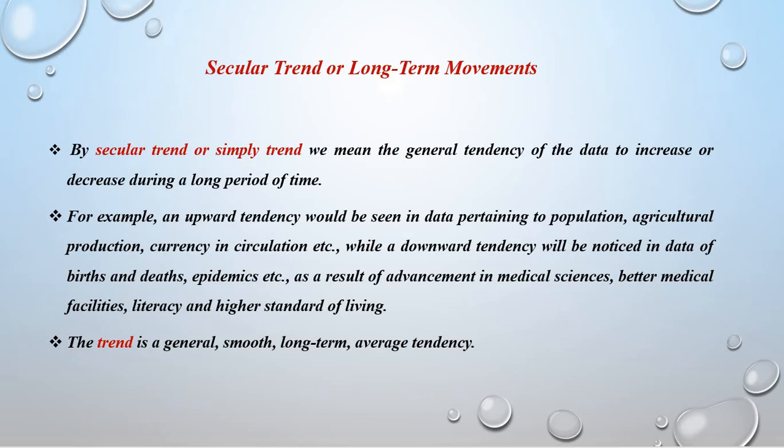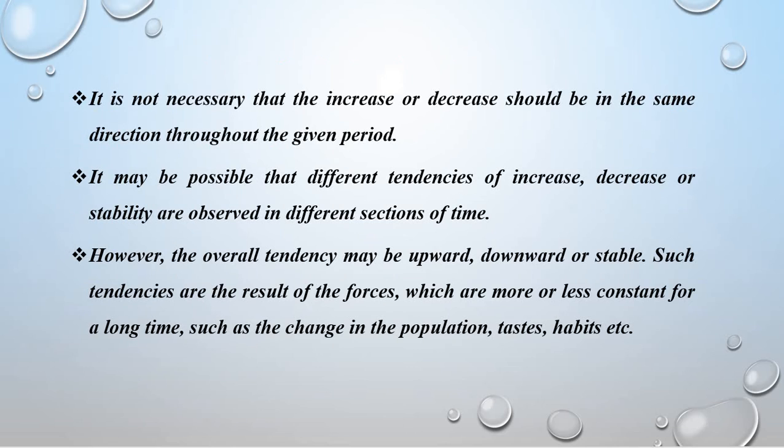For example, an upward tendency would be seen in data pertaining to population, agricultural production, currency in circulation, etc., while a downward tendency will be noticed in data of births and deaths, epidemics, etc., as a result of advancement in medical sciences, better medical facilities, literacy, and higher standard of living. The trend is a general, smooth, long-term, average tendency.